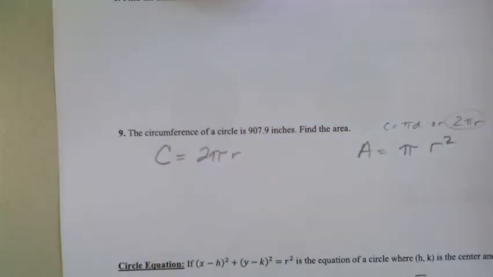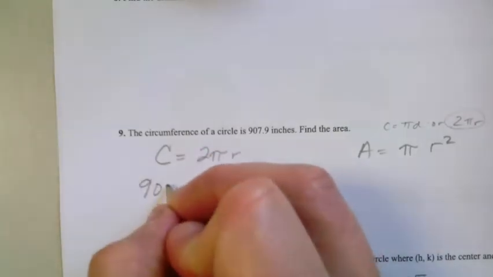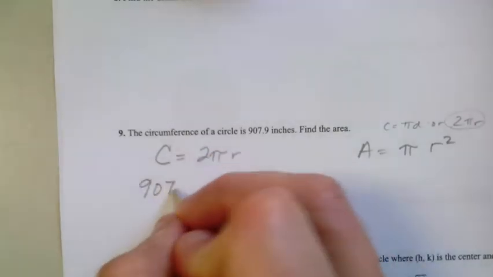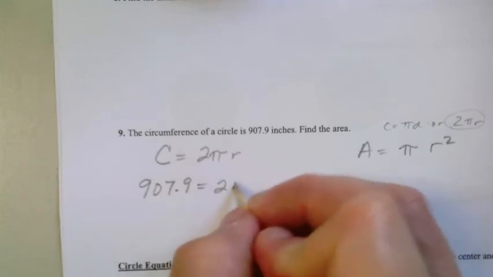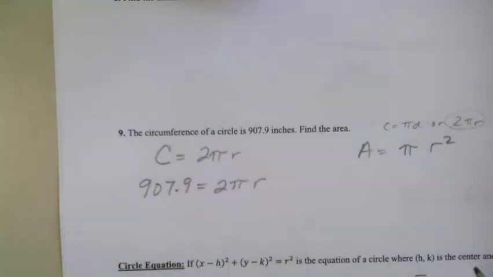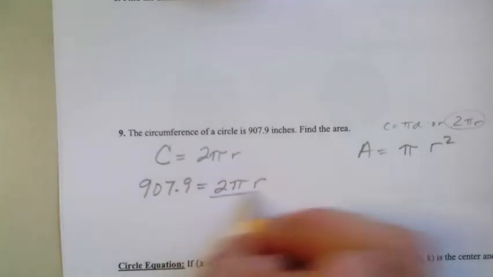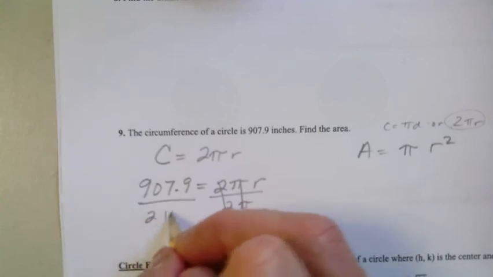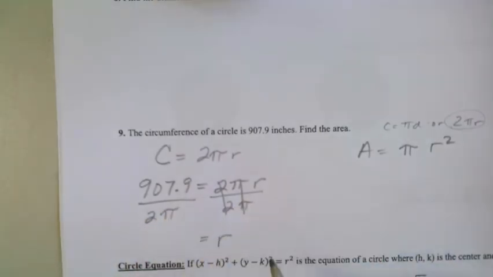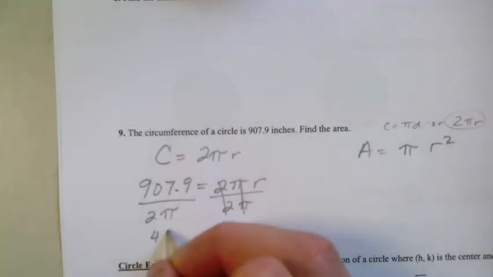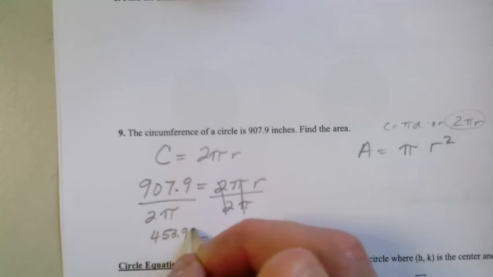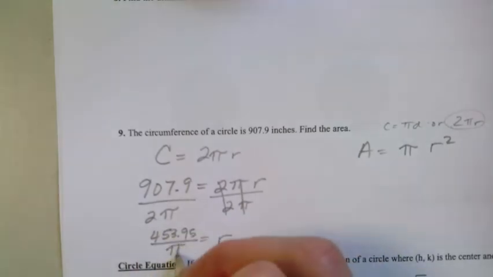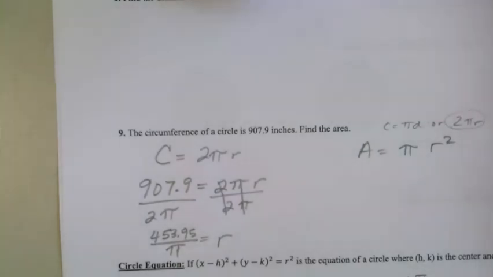Okay, so if I plug the 907.9 in and solve for the radius length, if I go ahead and divide by 2 pi, I think what I'll do at this point is take 907.9 and divide by 2. So this ends up being 453.95 over pi. Okay, 453.95.